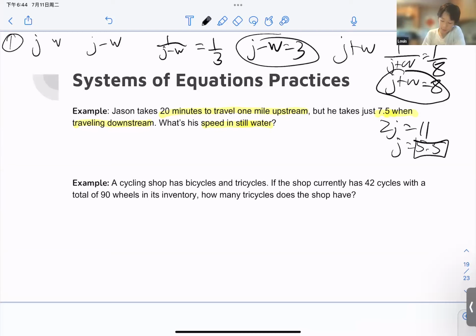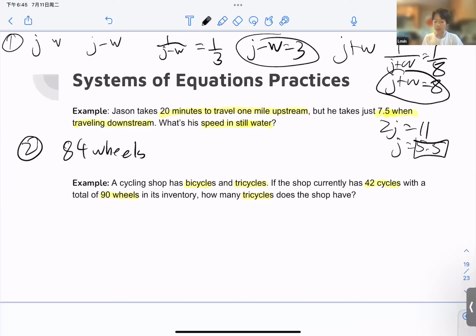Okay, for the second problem, we have a cycling shop has bicycles and tricycles. Bicycles have 2 wheels and tricycles have 3 wheels. A shop currently has 42 cycles and 90 wheels. How many tricycles does the shop have? So you can solve it using system of equations, but you can also solve it like this. Suppose that it's all bicycles. Then, since there are 42 cycles, there will be only 84 wheels.